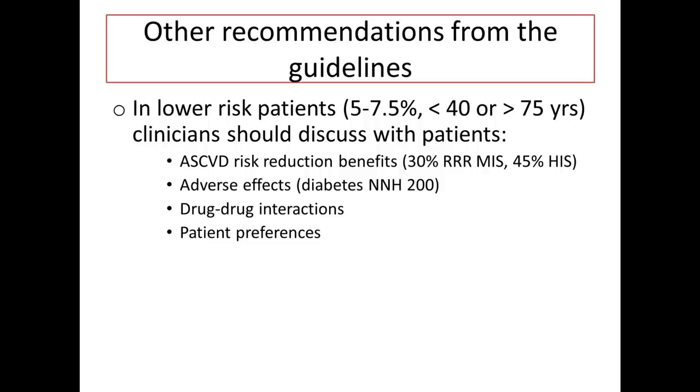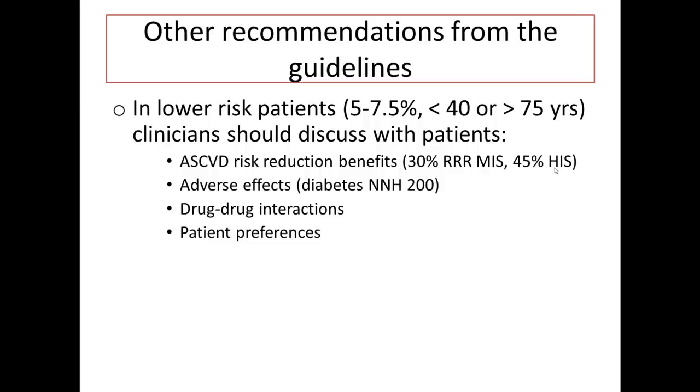So what are some other recommendations from this guideline? They recommend in lower risk people, people who have 5 to 7.5% predicted risk, or who are less than 40 or over 75, that you should discuss with your patients the following 4 things and help make a decision on whether you want to use statins. So you could talk about the risk reduction benefits from statins. And on average, there is a 30% relative risk reduction from moderate intensity statins, that's what MIS stands for, and a 45% risk reduction from high intensity statins. So you could start out with your patient's absolute risk, multiply it by the relative risk reduction, and see what their resulting risk might be by giving them a statin. You can help them make a decision.